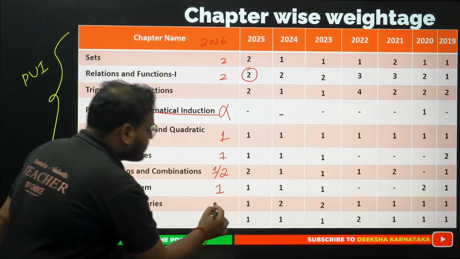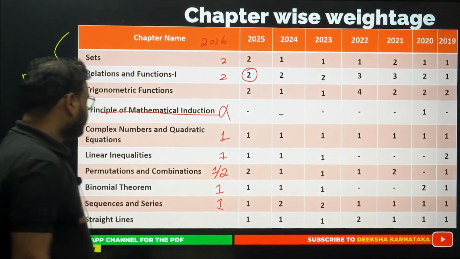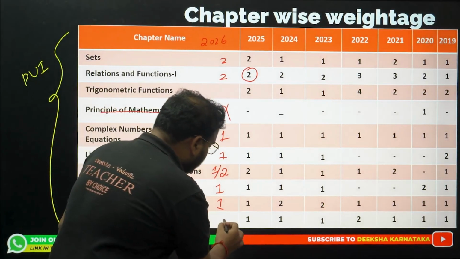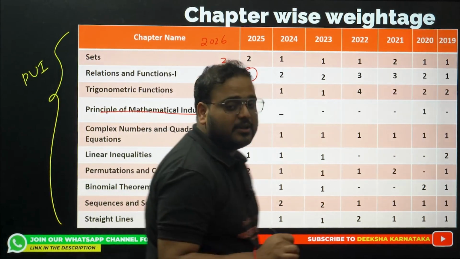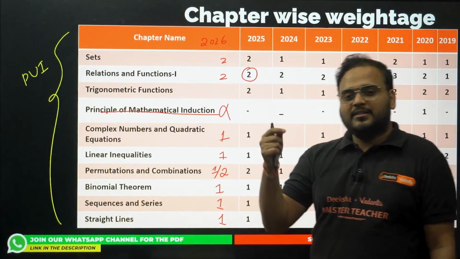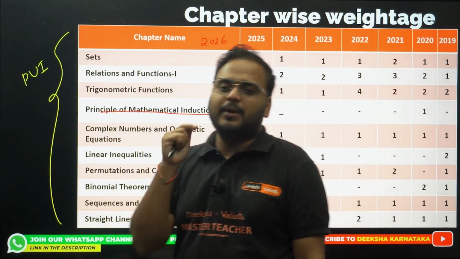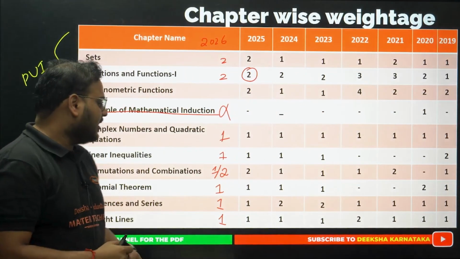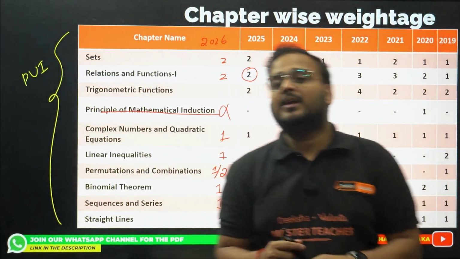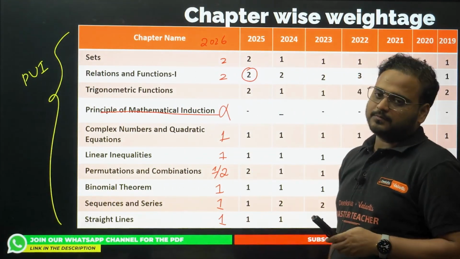Yeah, there was a GP question, remember, that was coming from sequence and series. Straight line also, there was 1 question. This year also you can expect 1 question. The question which came, I remember, was finding the coordinate of the foot of the perpendicular from a point to a line, right? There's a formula for that. That question came for 1 mark, 1 question.